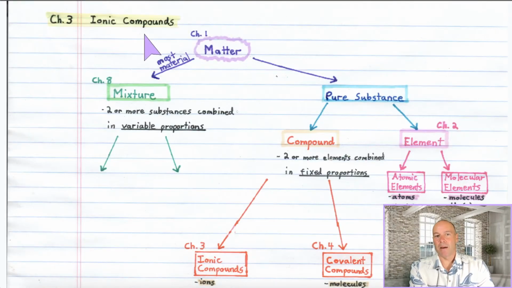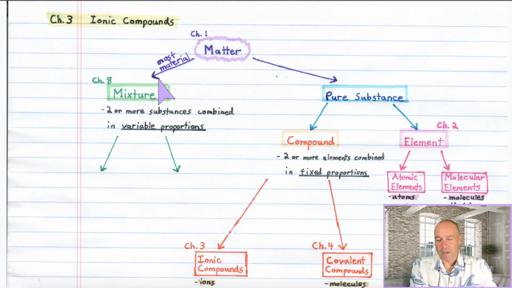Let's put ionic compounds in their place and recall that they are one of the two types of compound pure substances. So hopefully this diagram looks kind of familiar. We went through a similar one in Chapter 1 when we categorized matter by composition. And recall that matter, most of it we'll see in the form of a mixture. Very rarely do you come across a pure substance.